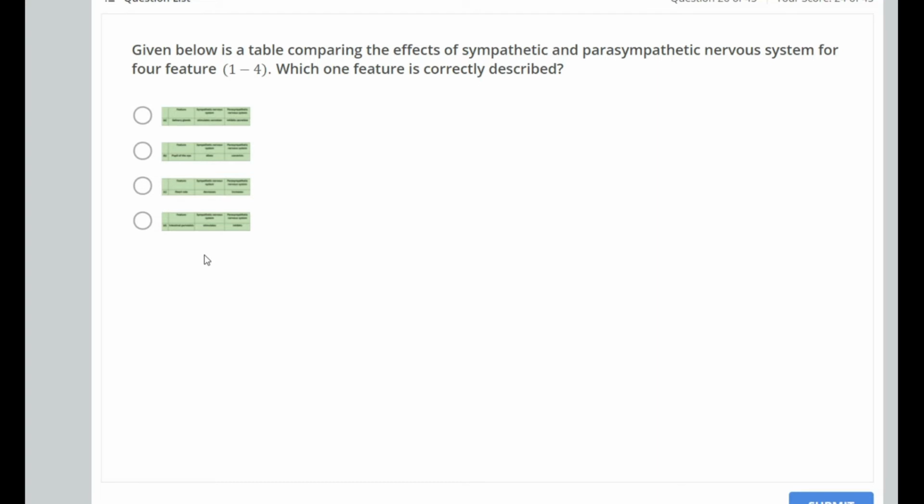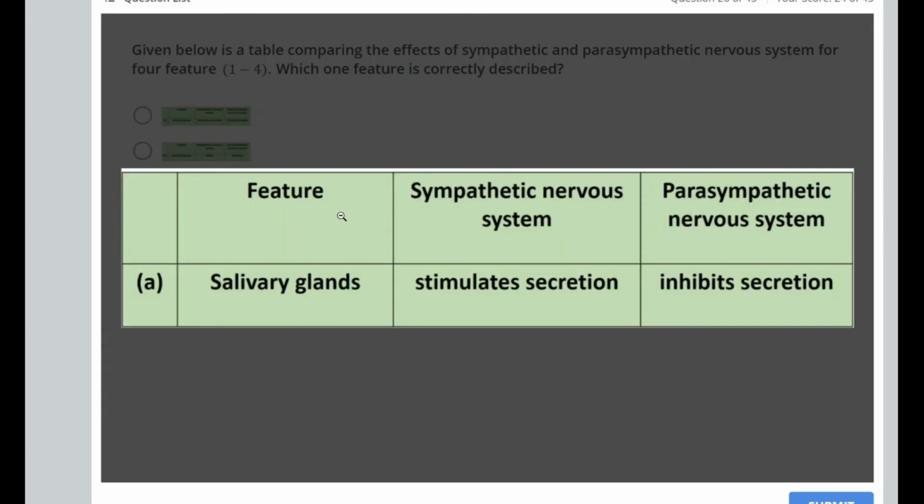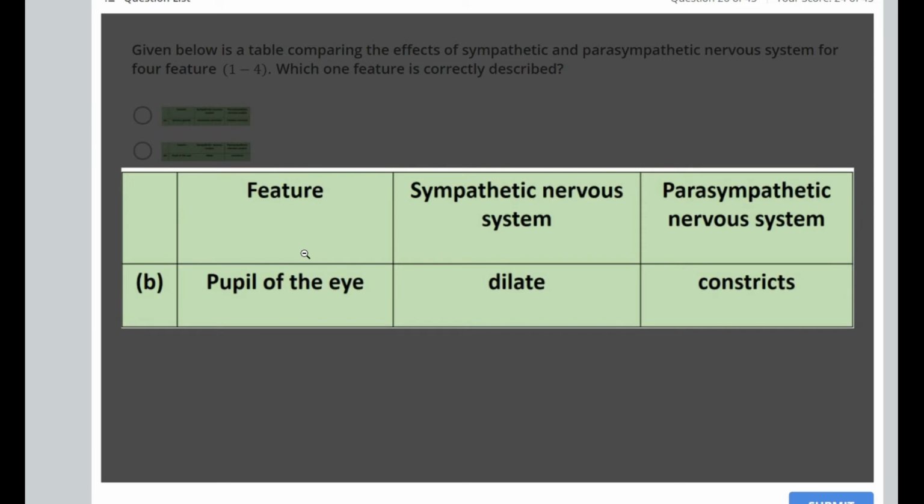Given below is the table comparing the effects of sympathetic and parasympathetic nervous system for 4 features. Which one feature is correctly described? Let me show one by one. First feature is salivary glands, and with respect to the sympathetic nervous system, it stimulates secretion. In the parasympathetic nervous system, it inhibits secretion. So look at option A. Is it right? Let me show the second option. Pupil of the eye is the feature. Dilate is the sympathetic nervous system, and constricts in the case of parasympathetic nervous system.